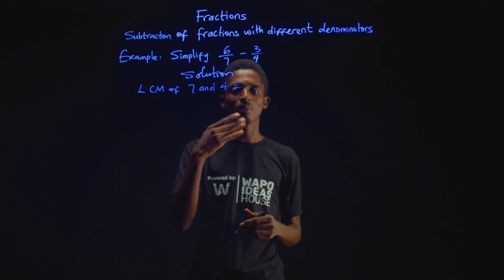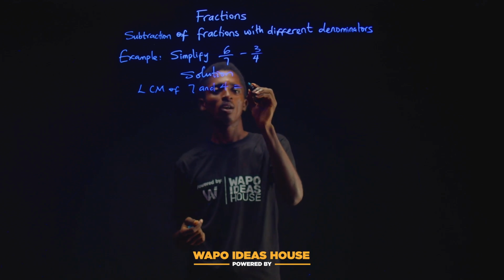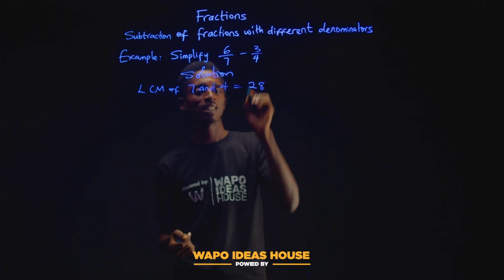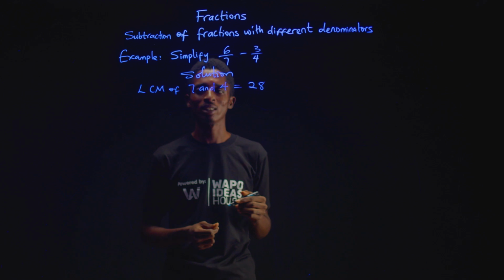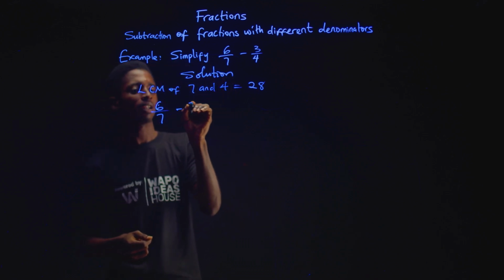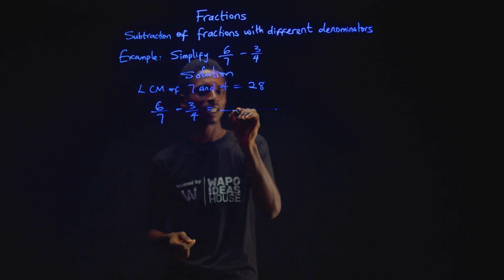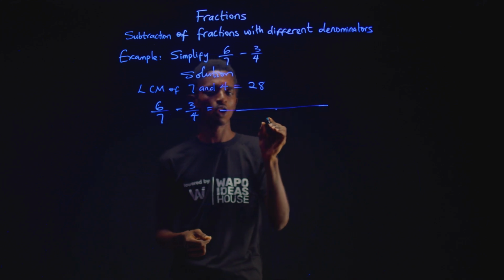So the LCM can be gotten by just multiplying the two numbers. So that is 7 times 4. And that will give you 28. So our LCM is 28. So 6 over 7 minus 3 over 4 will then become, now write down the LCM as your denominator.